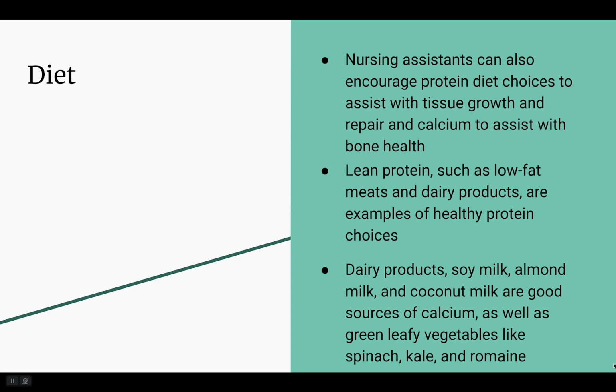Nursing assistants can also encourage protein diet choices to assist with tissue growth and repair, and calcium to assist with bone health. Lean protein, such as low-fat meats and dairy products, are examples of healthy protein choices. Dairy products, soy milk, almond milk, and coconut milk are good sources of calcium, as well as green leafy vegetables like spinach, kale, and romaine.